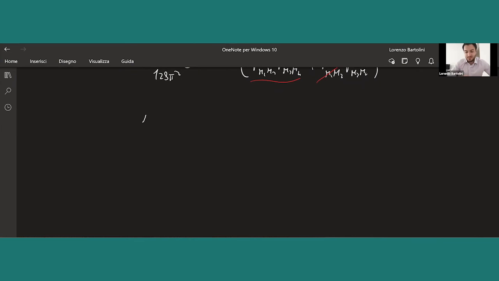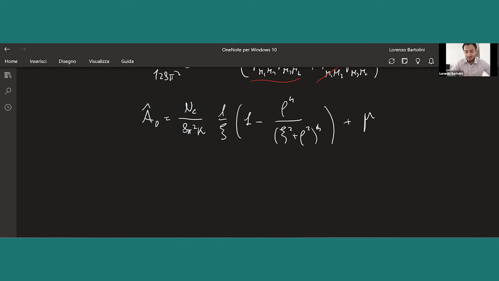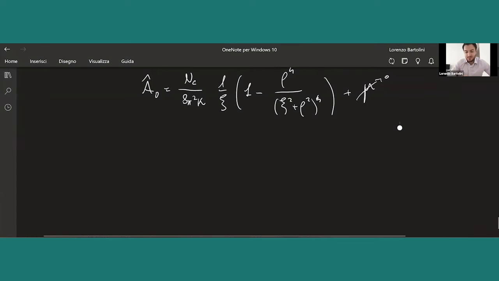And in the end, what you obtain is this a0 and c over 8 pi squared k 1 over xi, 1 minus rho to the 4th xi squared plus rho squared to the 4th, plus a constant mu, which is dual to chemical potential, but for the moment we don't care about it. Set to 0. We are not solving a problem where we need chemical potential.